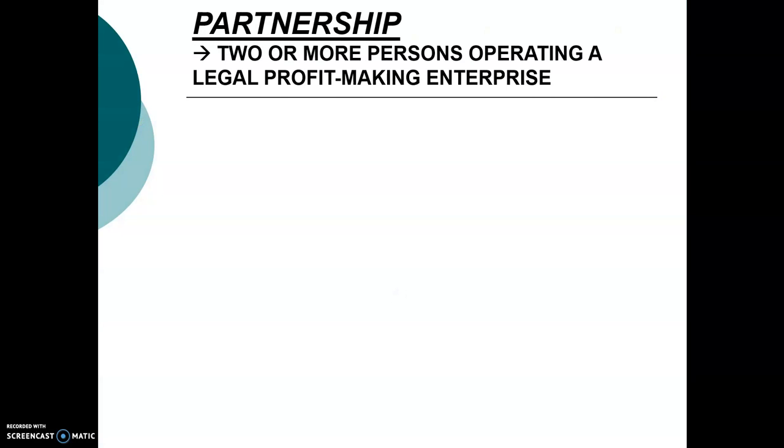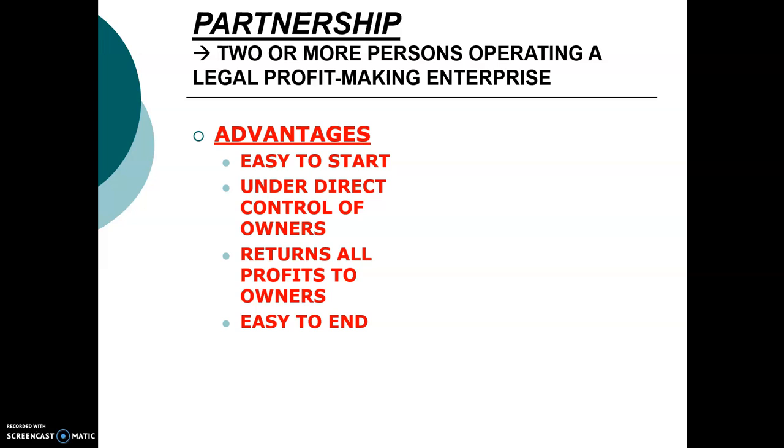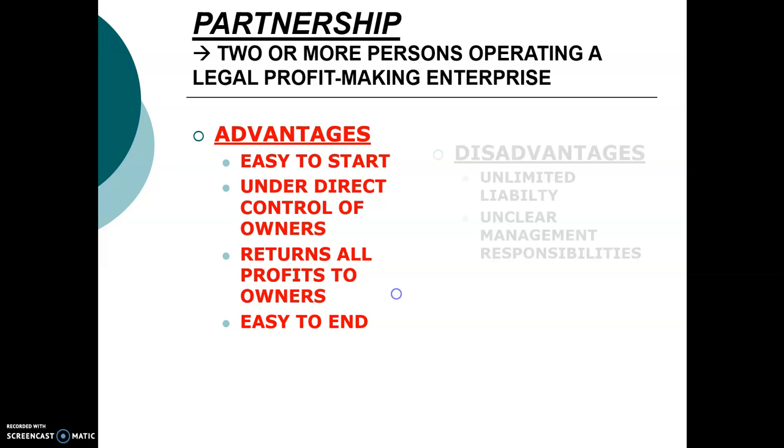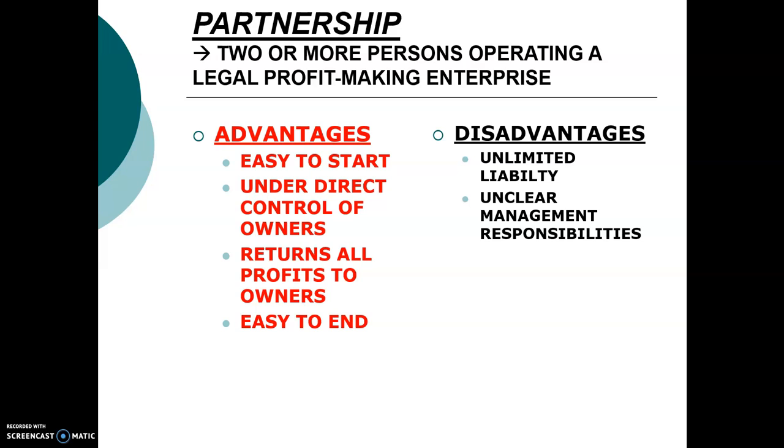A partnership, two or more persons operating a legal profit-making enterprise. Advantages, easy to start. It's under the direct control of the owners. Returns all profits to owners, and it's easy to end. When we talk about returns all profits to owners, all the profits coming into them, but then they'll probably end up having to pay the people that work under them with that profit. So they're going to get some of the profit, but not all of it. Disadvantages, unlimited liability, unclear management responsibilities. Sometimes it's who's going to be in charge.